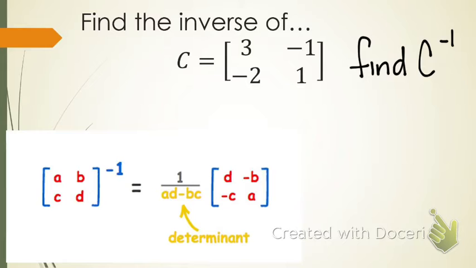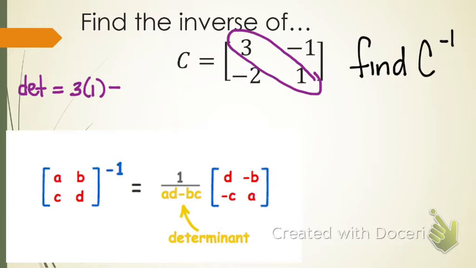So the first step to find the inverse is to find the determinant of this matrix. So let's find the determinant. So the determinant of matrix C is going to equal 3 times 1 minus -2 times -1. All right, go ahead and type that in your calculator.